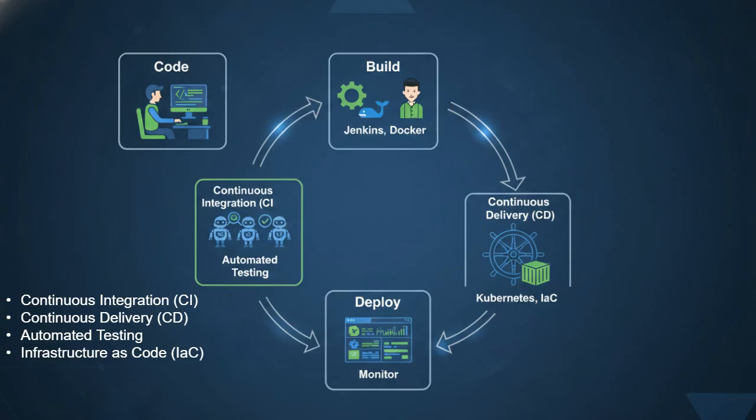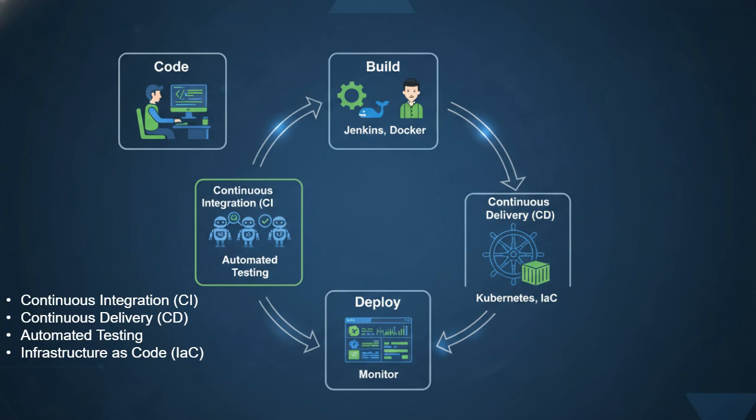Continuous integration, CI, and continuous delivery, CD, pipelines are crucial for automating builds, tests, and deployments, ensuring code changes are rapidly and reliably delivered to production. Automated testing, from unit tests to integration and end-to-end tests, validates functionality at every stage.